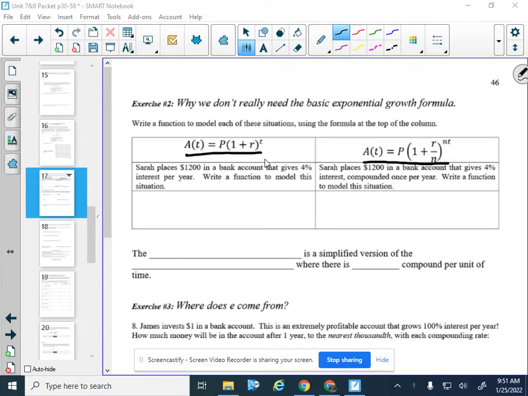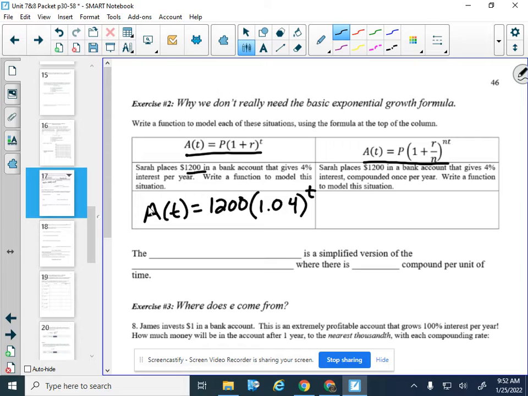The first one says Sarah places $1,200 in a bank account that gives 4% interest per year. Write a function to model this situation. So here we know our p-value is 1,200. 1 plus r is going to be 1.04 because we're increasing by 4%. 0.04 is 4%, and then to the time.